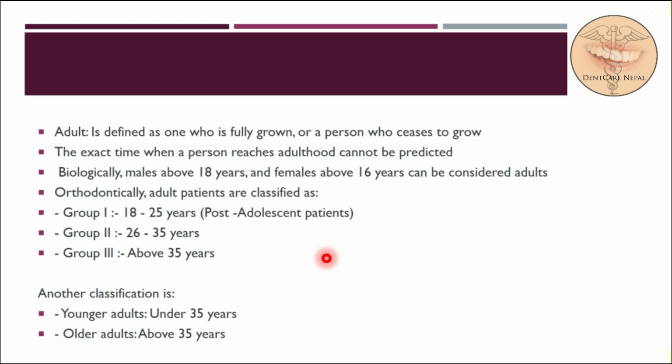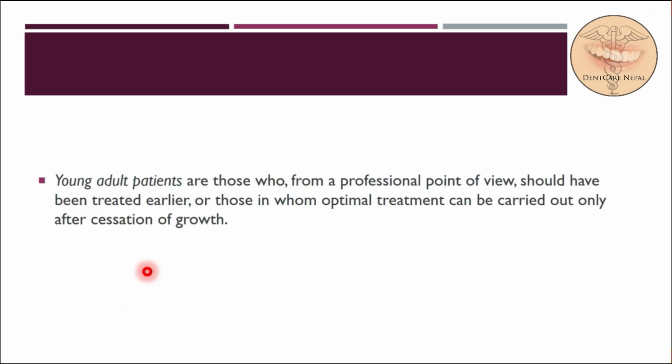Orthodontically, adult patients can be 18 to 25 years, post-adolescent patients; group 2 patients are 26 to 35 years, and above 35 years are group 3 patients. Another classification is under 35 and over 35, younger adults and older adults.